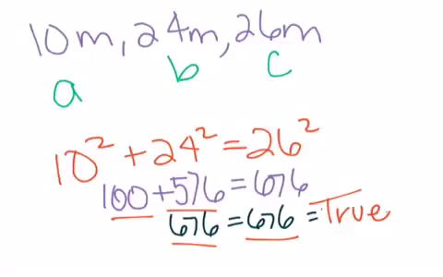Okay, when you add a and b together, a squared plus b squared, it has to equal c squared for it to be a true right triangle. So that will be true.